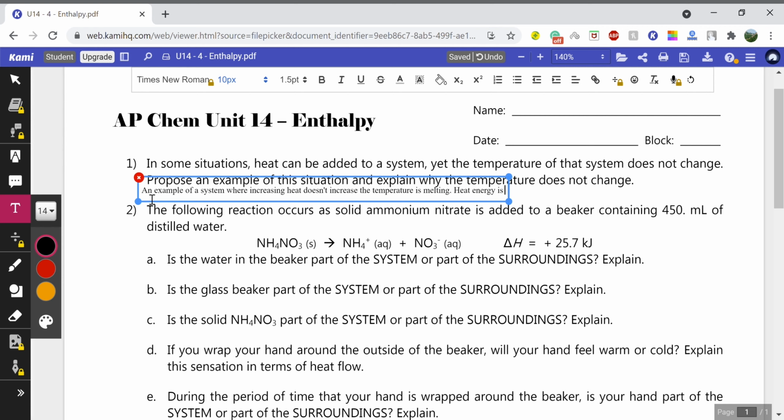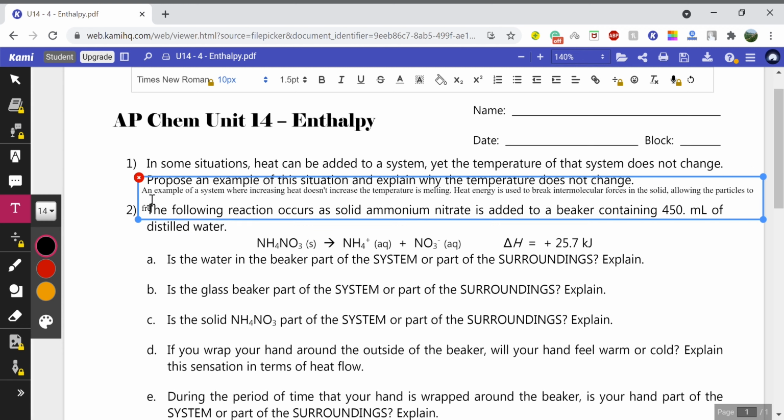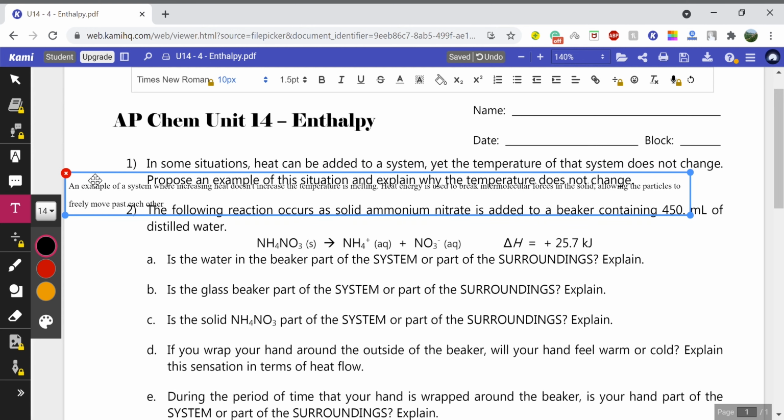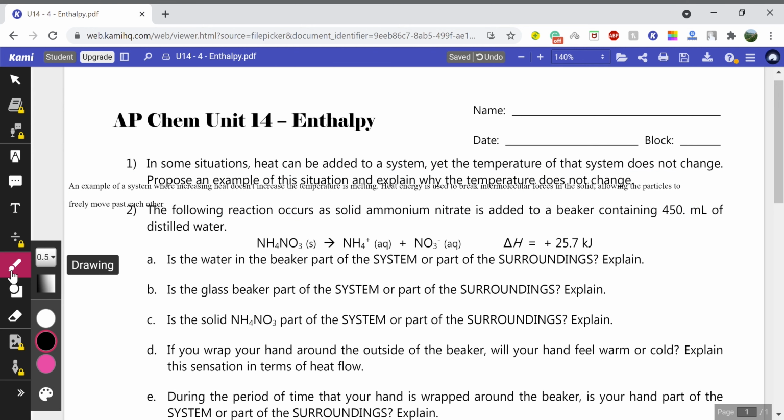Heat energy is used to break intermolecular forces in the solid, allowing the particles to freely move past each other. The heat is being used to break the intermolecular forces. That is why the temperature is not increasing.